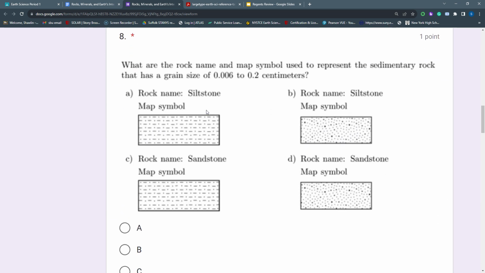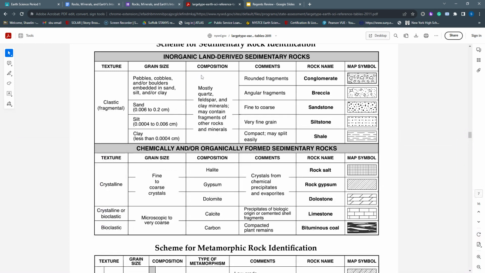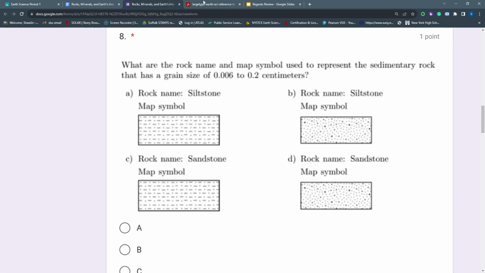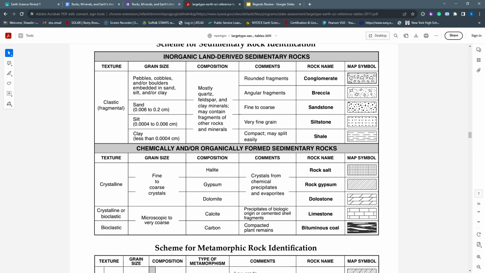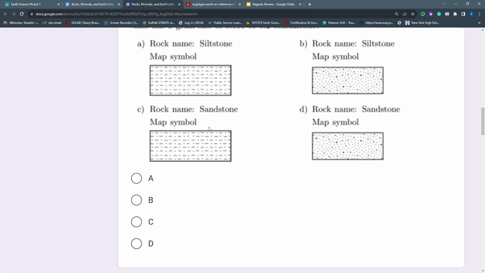8. What are the rock name and map symbol used to represent the sedimentary rock that has a grain size of 0.006 to 0.2 centimeters? Okay, so sedimentary rocks mean I'm going to go to this chart and I'm looking for a grain size right here, this column of 0.006 to 0.2. Here's 0.006 to 0.2. That's sand. That's a sedimentary rock made up of sand. And the name of that rock is right here, sandstone. And the symbol that we use on a map for that rock is this. So that's why the correct answer is D, sandstone.